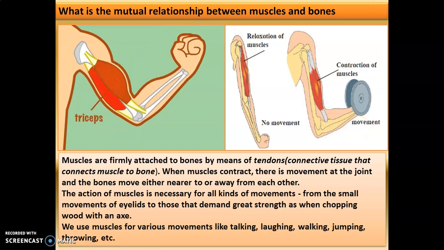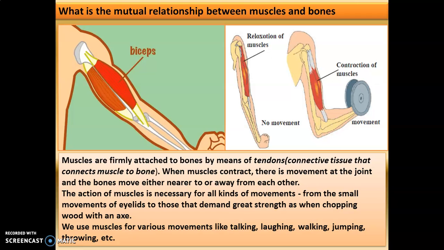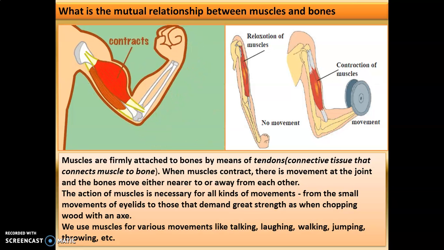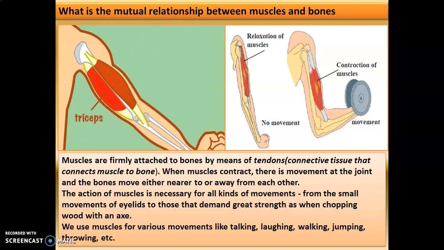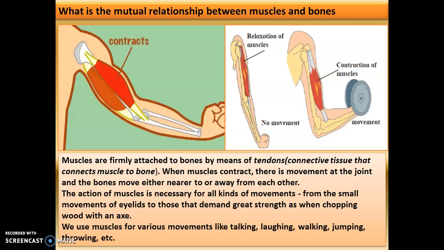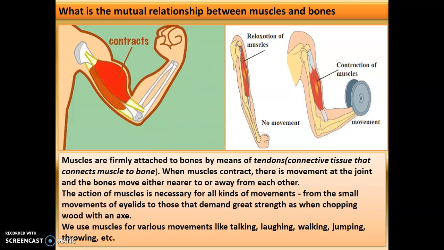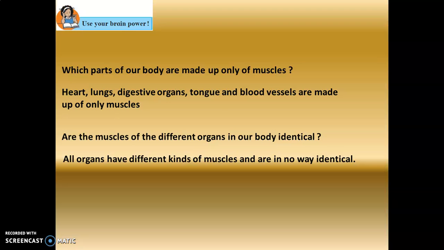So we use muscle for all the movements like talking, laughing, walking, jumping, throwing, and not only this but all the other movements that are happening inside our body like digestion and respiration also involve muscles. So you can now understand how important muscles are. Now there are some parts of our body which are made up of only muscles like the heart, lungs, digestive organs, tongue and blood vessels. There are only muscles, no bones.